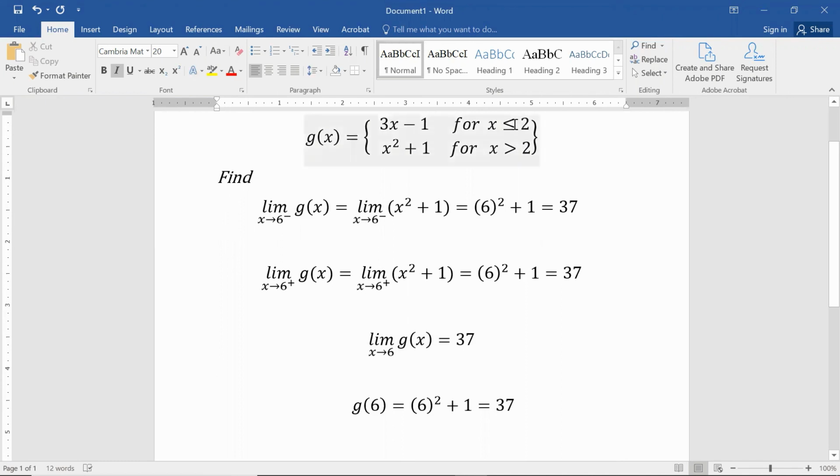All right, so that is the end of section 1.4.